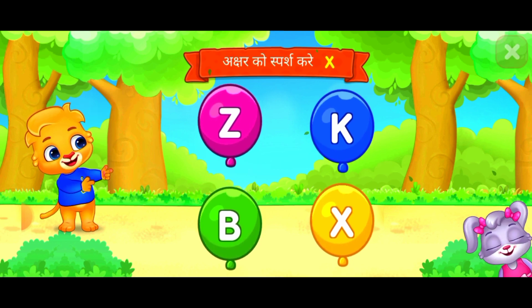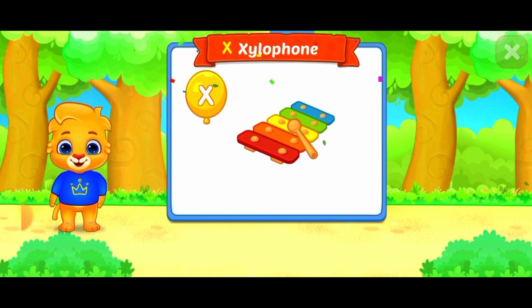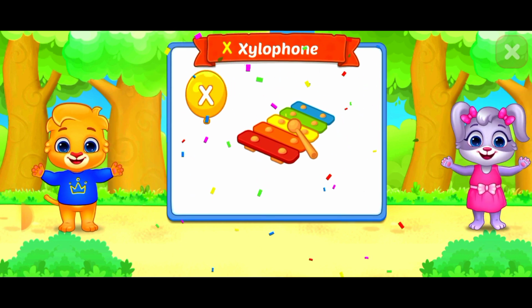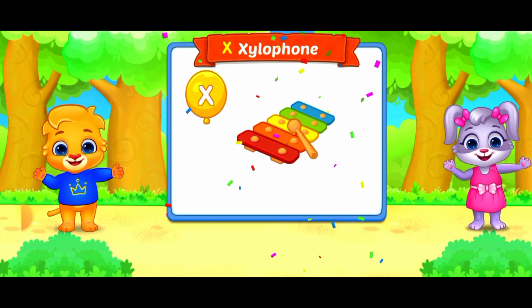अक्षर को स्पर्श करें। X. X is for xylophone.